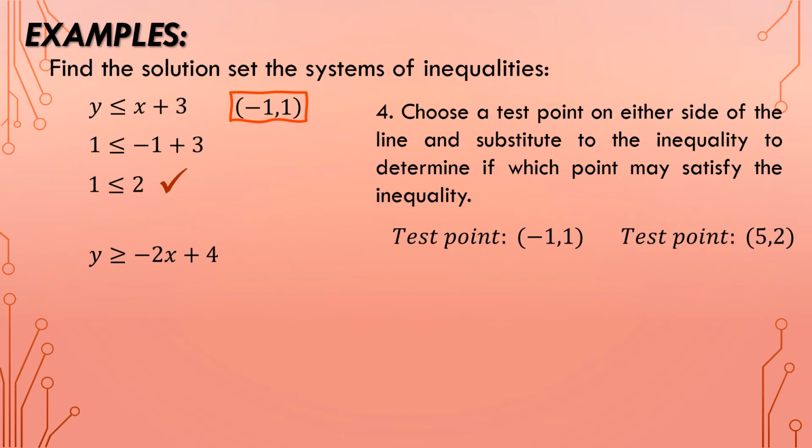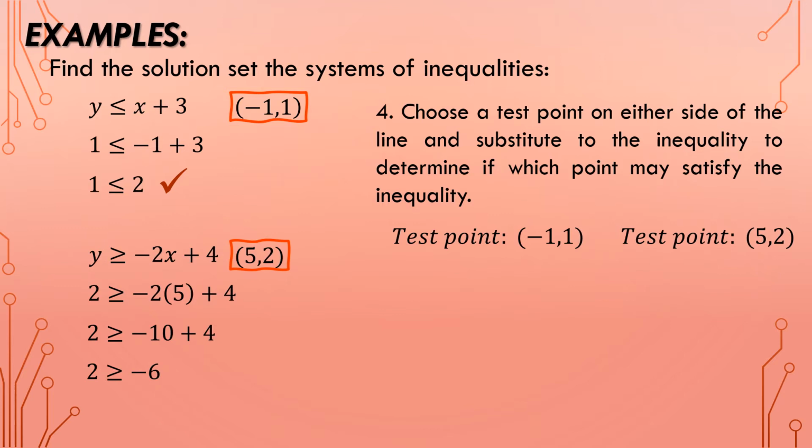Second inequality, y is greater than or equal to -2x + 4. Gamitin natin ang test point na (5, 2). So, substitute. The given value of y is 2, so 2 is greater than or equal to -2 times 5 + 4. And then simplify. That is 2 is greater than or equal to -10 + 4. And then the last, 2 is greater than or equal to -6.